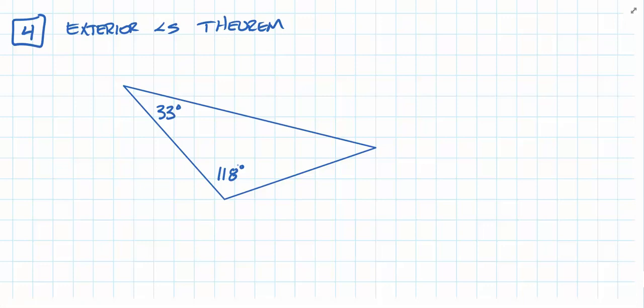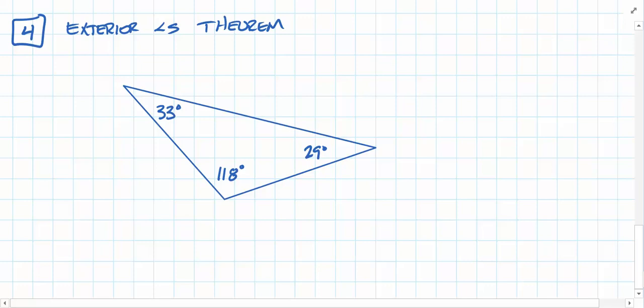60? 118? 33. What's the other one have to be? 29. Very good. It has to be 29 degrees. How do you know that? Alright, okay, now, so watch this.